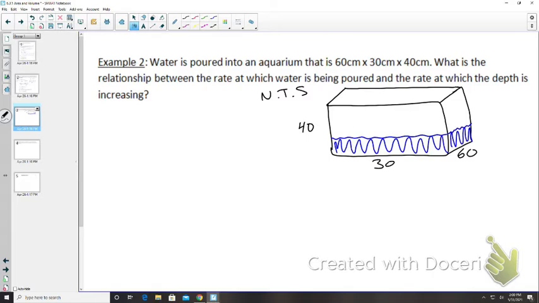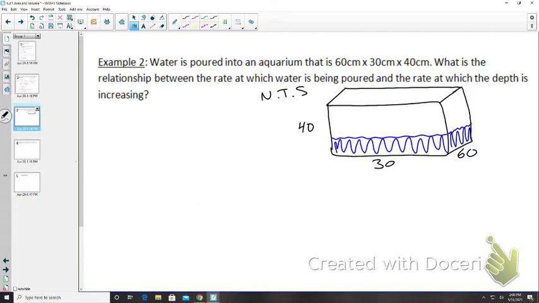And again, if you're ever in an assessment and you're worried about how you're setting it up, just be clear. Just label your sides. But yeah, so we want our depth level of the tank and our width.